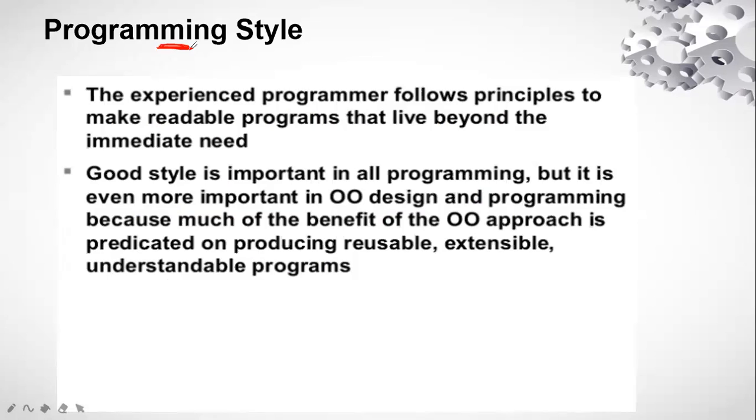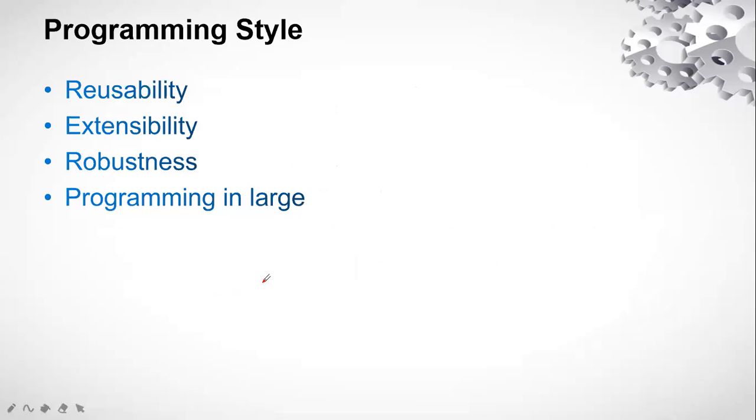Basically, in object-oriented design and programming, we have key features which are called reusability, extensibility, and understandable programs. These are the key features of object-oriented programming as programming style. So according to object-oriented programming, a good programming style will include certain features which an experienced or good programmer should take care of. What are these styles? First one is called reusability. Second one, extensibility. Third one, robustness. And fourth one, programming in the large. Now we are going to see one by one what these characteristics are.